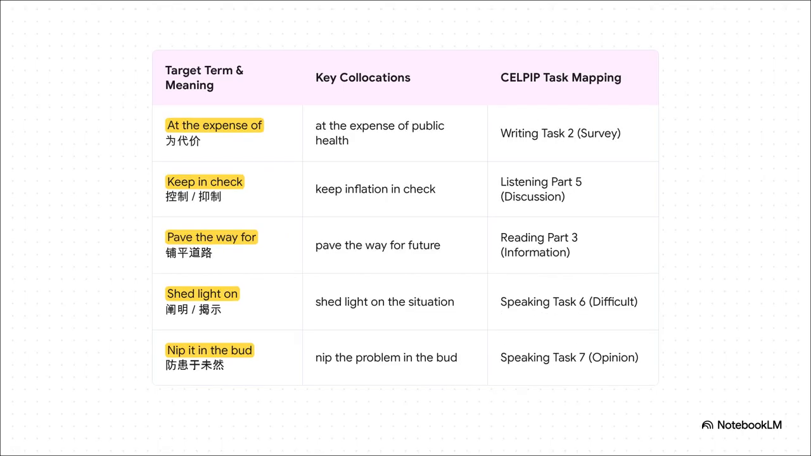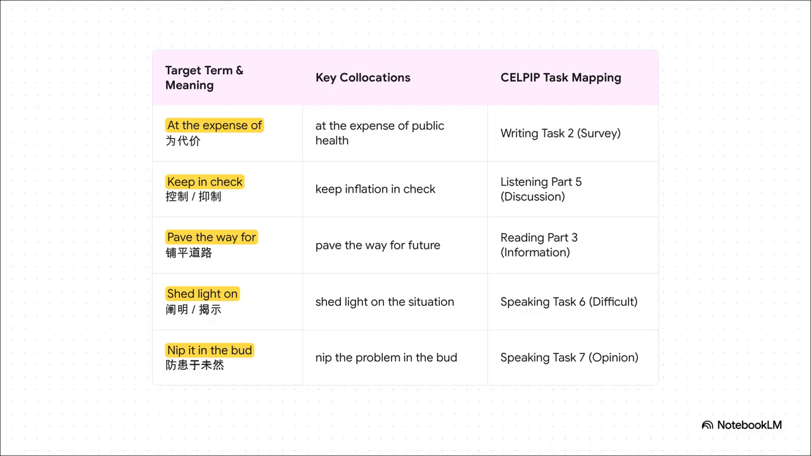Let's keep this momentum going. First, at the expense of. 以...为代价. In writing task 2, you might argue that new corporate policies shouldn't come at the expense of public health. Next, keep in check. 控制或抑制. The central bank is constantly trying to keep inflation in check, which is a major theme you'll hear in listening part 5.